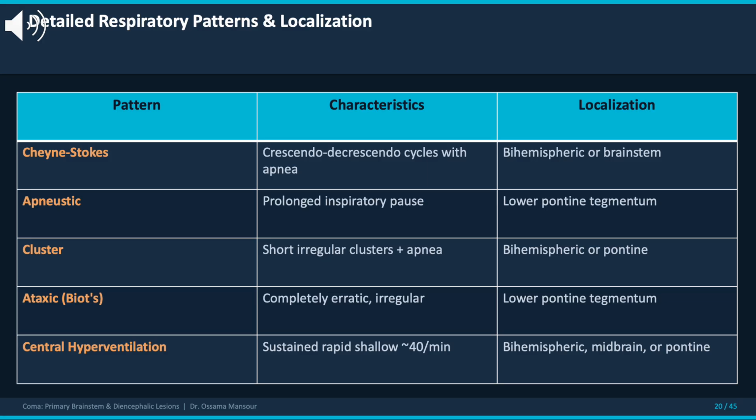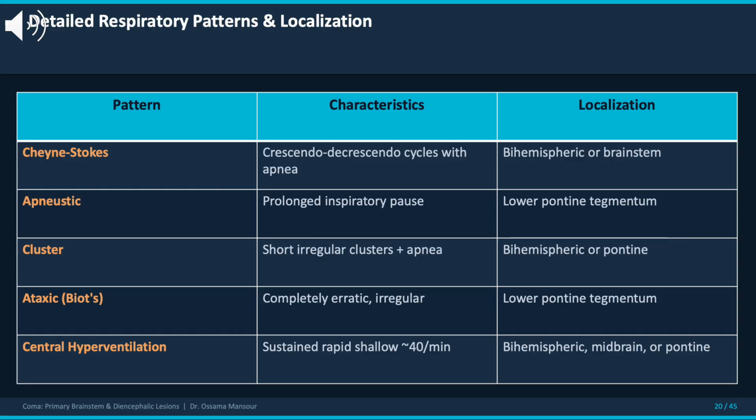Cheyne-Stokes respiration is characterized by a distinctive cyclic pattern with crescendo respiratory volume and rate followed by a decrescendo period, which may progress to a brief period of complete apnea before the cycle repeats. This pattern localizes to either bihemispheric lesions or to brainstem lesions. Apneustic breathing consists of a sudden prolonged inspiratory gasp with a pause at the end of inspiration, followed eventually by exhalation. This distinctive pattern localizes quite specifically to the tegmentum of the lower pons.